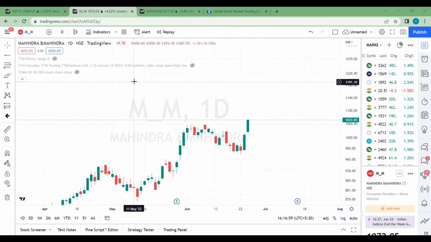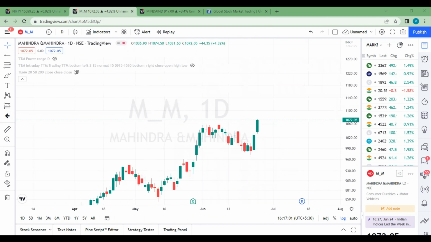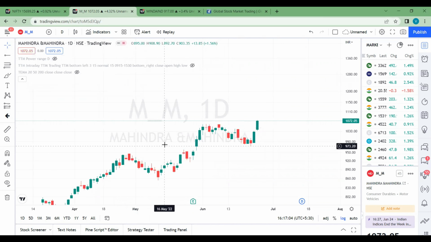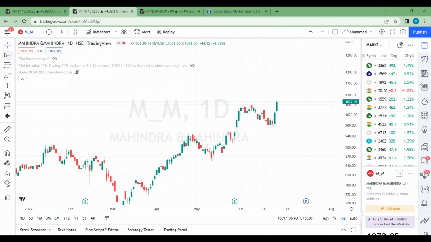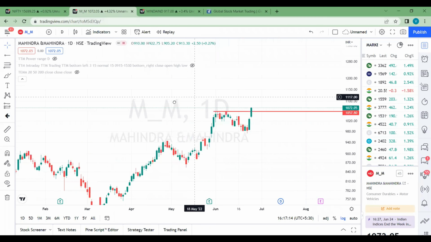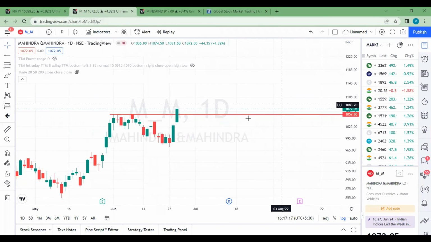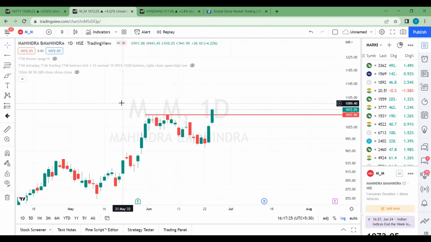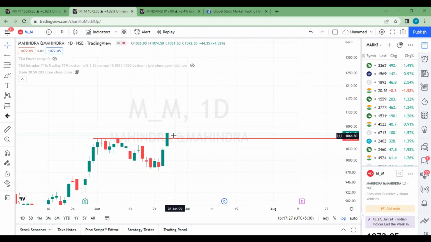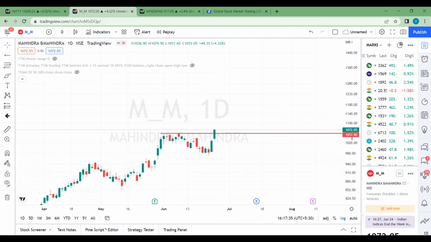Apart from Nifty and Bank Nifty, I have a couple of stocks to discuss with you. Here I can see Mahindra and Mahindra has taken off the recent resistance level, which was somewhere near 1060. In the daily time frame I can see a good green candle which has closed above this resistance level. So far Mahindra and Mahindra is bullish, and it may see some more gains, towards the 1150 levels. So this is about Mahindra and Mahindra.